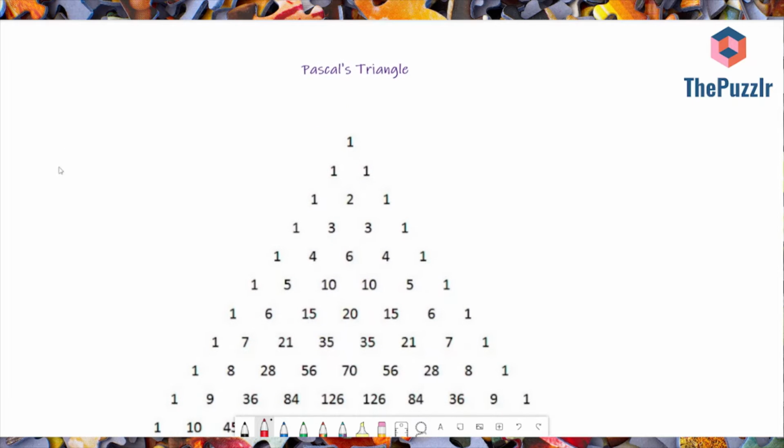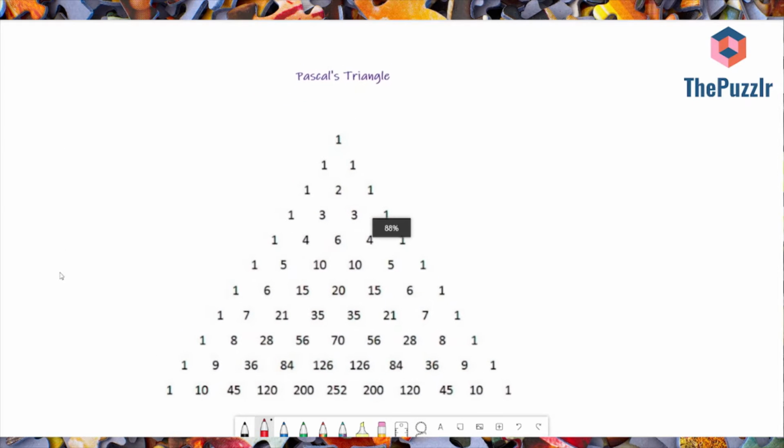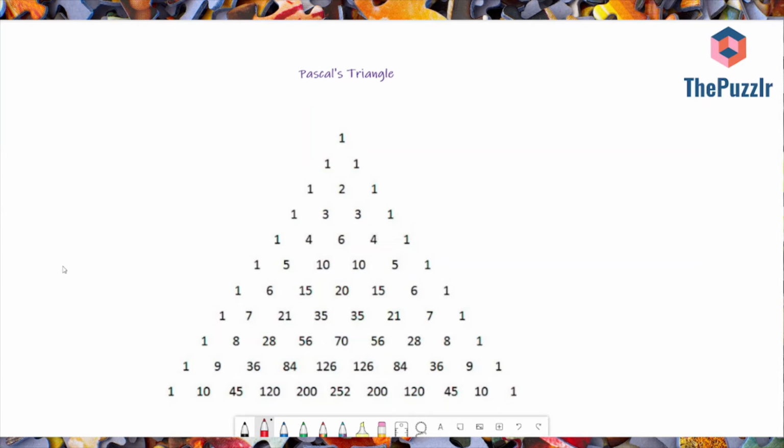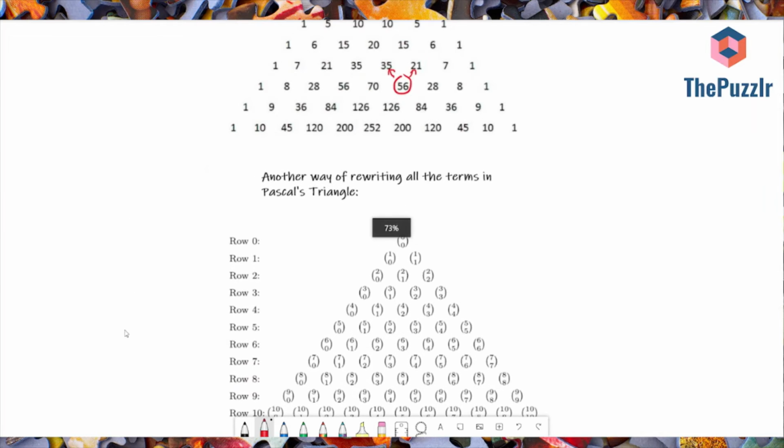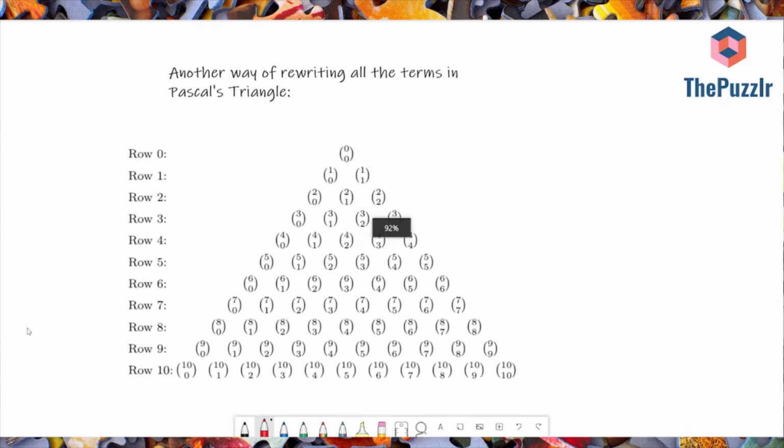Something that also appears in the test, not directly, but applications of it, is Pascal's Triangle. And in this triangle, you start out with 1, and then below that, there's always 1 on the edges, and any number is the sum of the numbers right above it, right? So 56 is the sum of 35 and 21. And the cool thing about this is you can rewrite all the terms in Pascal's triangle this way.